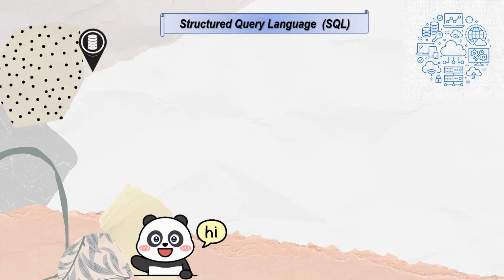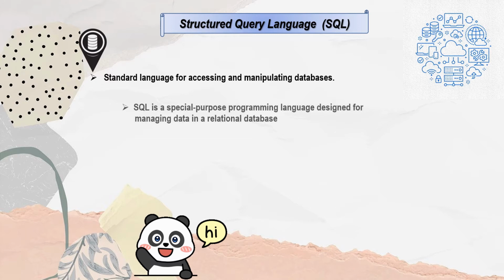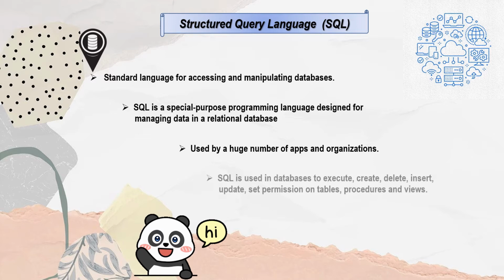What is SQL? SQL is a standard language for accessing and manipulating databases. SQL is a special purpose programming language designed for managing data in a relational database. SQL is used by a huge number of apps and organizations. SQL is used in databases to execute, create, delete, insert, update, and set permissions on tables, procedures, and views.